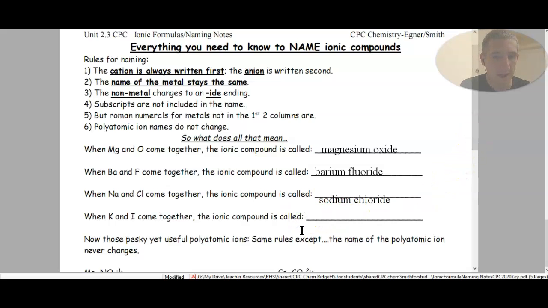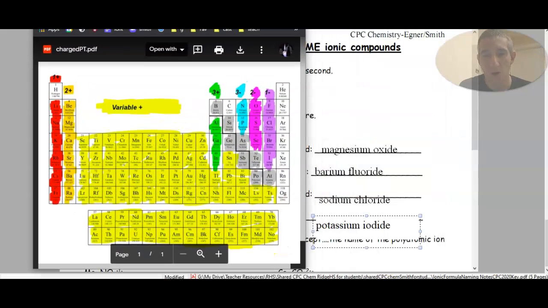The last one is done as an example. K is potassium, two S's, and then I. I is iodine, and again, instead of an N, it's a D: potassium iodide. And that's it. Again, I don't need Roman numerals, I don't need formula numbers, I don't need any numbers at all.